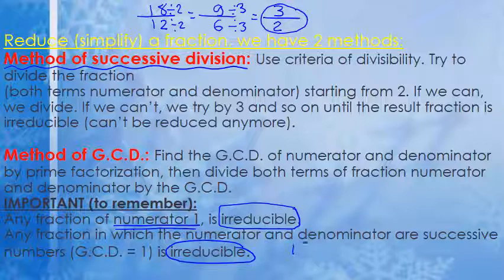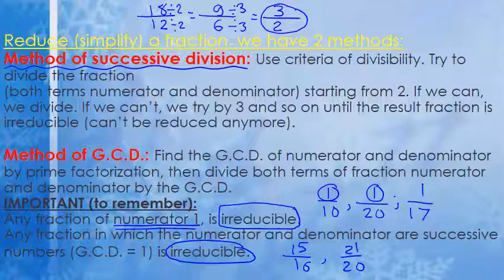For example, 15 over 16 is irreducible, 21 over 20 is irreducible, and 1 over 10 is irreducible because the numerator is 1, 1 over 20 is irreducible because the numerator is 1, 1 over 17 is irreducible because the numerator is 1.